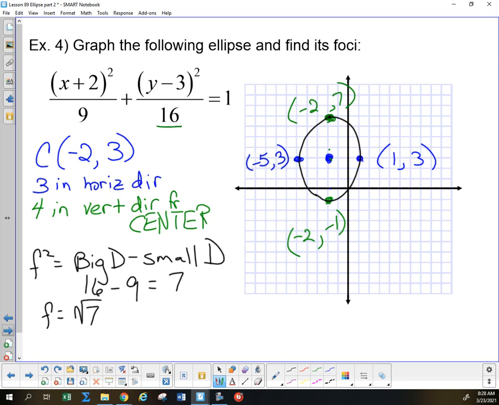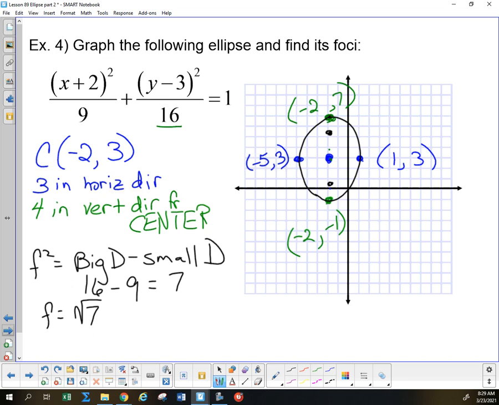I want you to type in chat from the center. Am I going to go up and down or left and right? From the center to the foci. So type for me, am I going up and down or left and right? And hit enter. So I am going up and down, and that's going to be between 2 and 3, up and down. So maybe around there, and maybe around there.